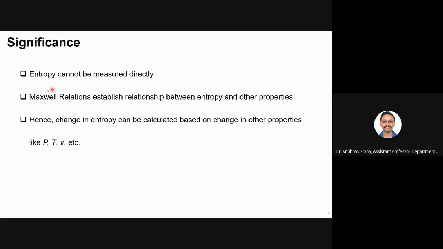This is the background. This is what is being used to estimate entropy. And as I said, the change in entropy can be calculated using change in other properties. So we measure the change in pressure, temperature, or volume, and based on that we can calculate entropy. So this sets the background, and helps you appreciate why Maxwell's equations are so important for thermodynamics.